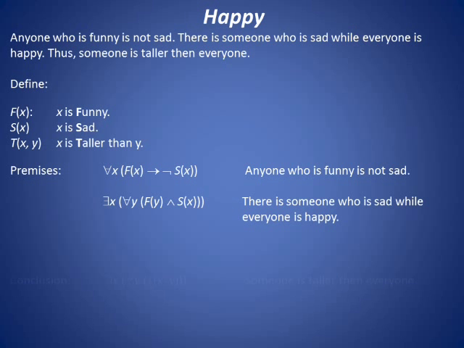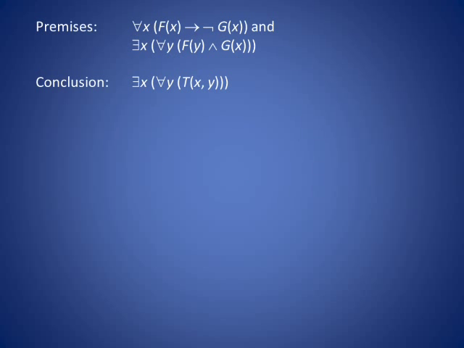The conclusion we seek is there exists an x such that for all y, t of x and y, that is, someone is taller than everyone. Once again, symbolically, the premises are: for all x, f of x implies not s of x, and there exists an x such that for all y, f of y and s of x. The conclusion is there exists an x such that for all y, t of x and y.